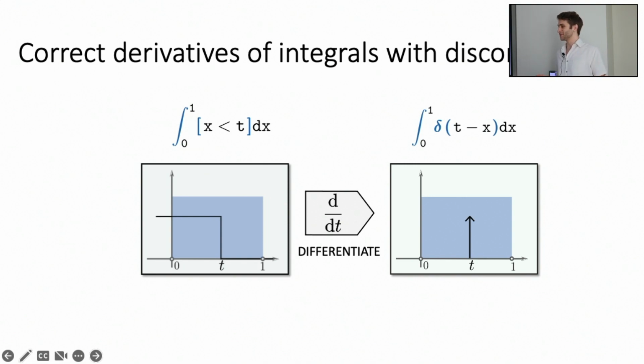So instead, one thing that we can do is introduce an integration primitive into our differentiable programming language. And the derivative of the step function is 0 everywhere except t, where it's infinity, at least intuitively. And we can represent this as the Dirac function of t minus x.